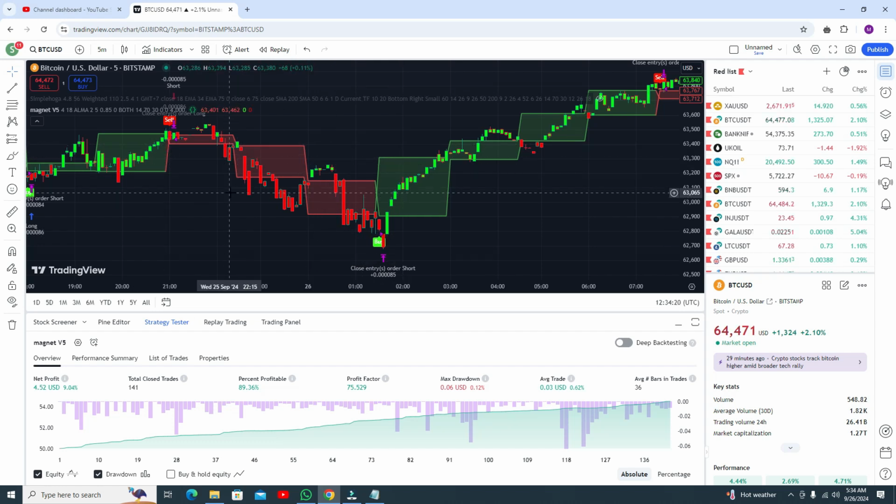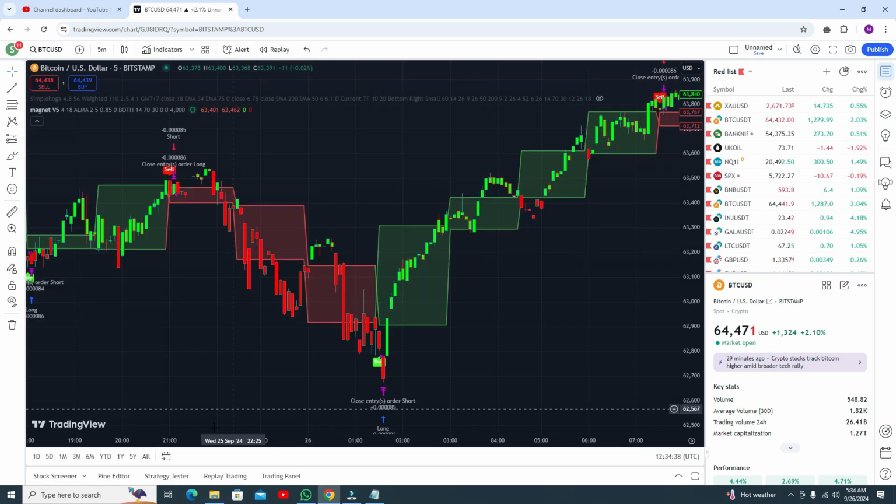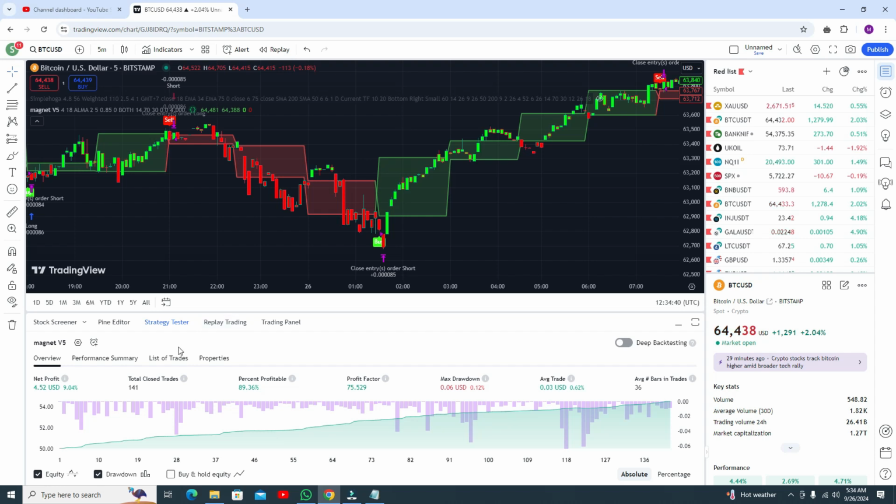The previous algo was not working fine in the Indian market, but this works perfectly and nicely on the Indian market, stocks, crypto, forex, in all pairs you can use it. And in the strategies, let me show you.